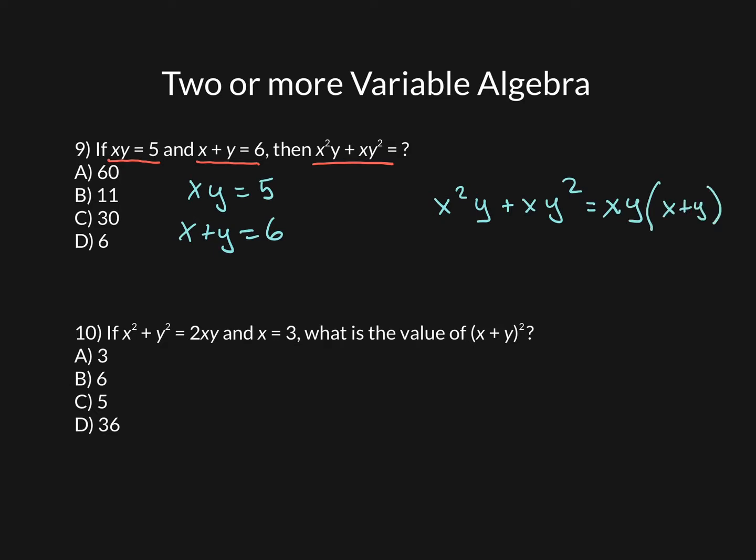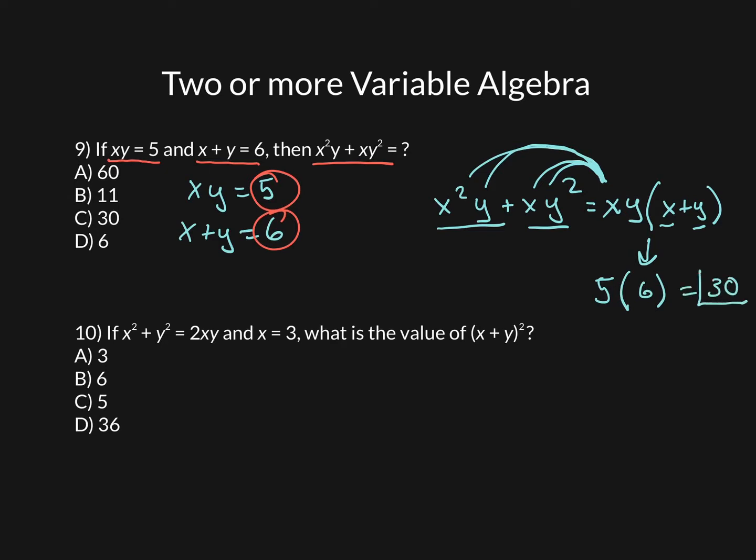How do I know that? Because they both share an x, so I can pull out the x from both of them, and they also both share a y. So I could pull out the y from both of them. And then if we pull out an xy from both of these two terms, the first term is left with just an x, and the second term is left with just a y. And look at that, we already know what xy is, which is 5. We know what x plus y is, which is 6. Therefore, we can come to the conclusion that 5 times 6 would be what they're asking us of, which is an answer of 30. Therefore, our answer is 9C.